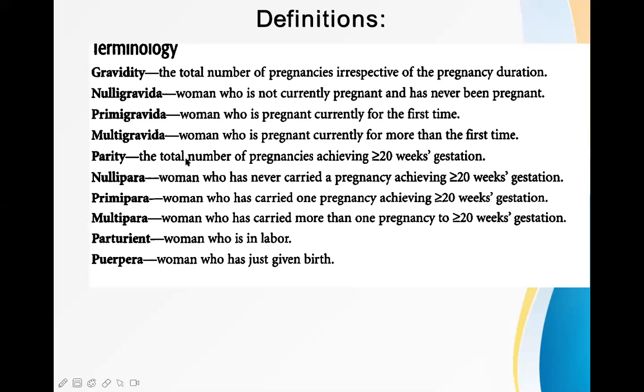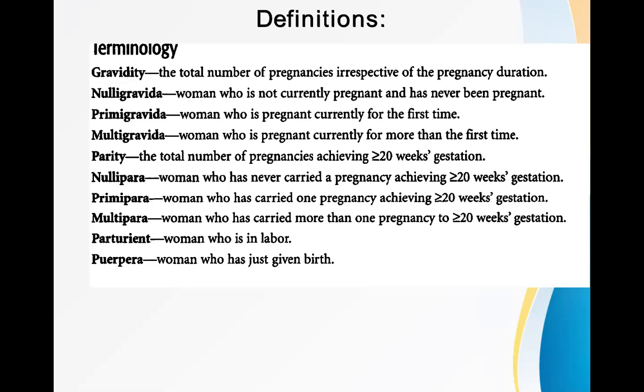Parity, this is also very clear to you now. The total number of pregnancies achieving more than 20 weeks gestation. Any pregnancy which crosses 20 weeks counts in parity. We don't have to know whether that baby is still surviving or not, because stillbirth is also a part of parity. This is a very important point. But remember, abortion is not a part of parity, because abortion has not crossed 20 weeks of gestation.